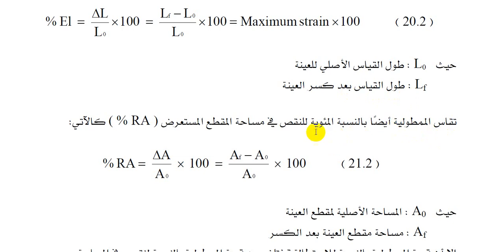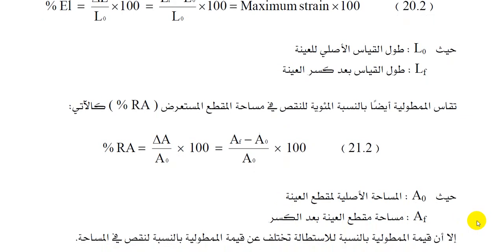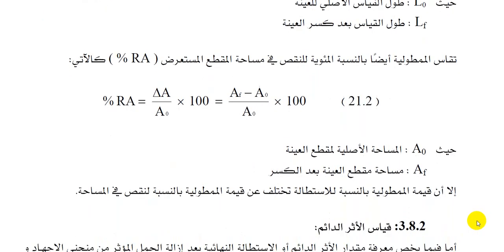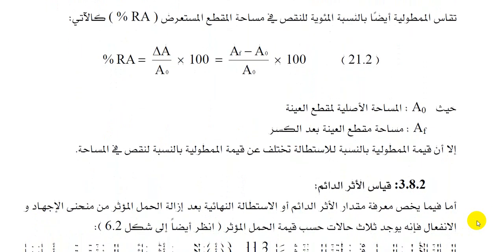Ductility is also measured by the percentage reduction of the transversal cross-sectional area, RA percentage, as follows: RA equals delta A over A naught times 100, equals A naught minus AF over A naught, as you can see right here in front of you, times 100. This is equation 21.2 of the course. A naught is the original cross-sectional area of the specimen, and AF is the instantaneous, or post-fracture, specimen cross-sectional area. Post-fracture يعني بعد الكسر.